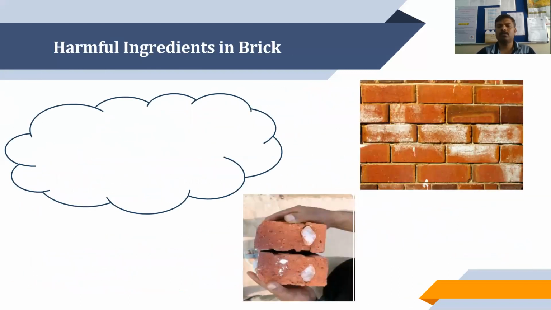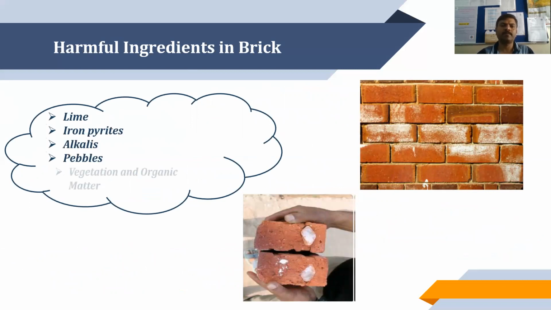All these constituents should be available in the bricks to improve their strength, to protect from shrinkage, and to maintain their shape. These ingredients are required. Now, the harmful ingredients in brick, which are lime.